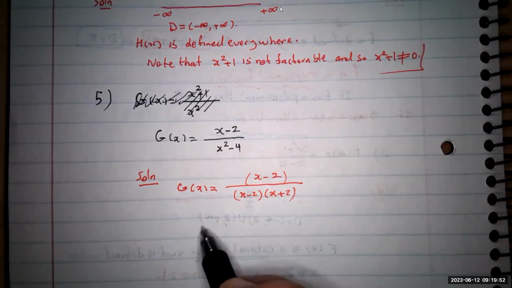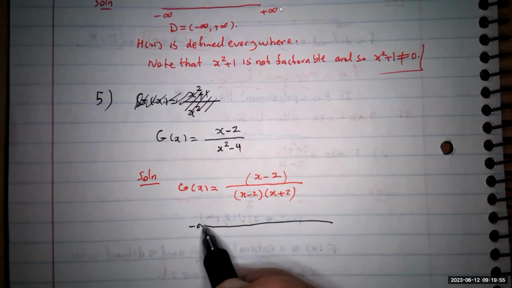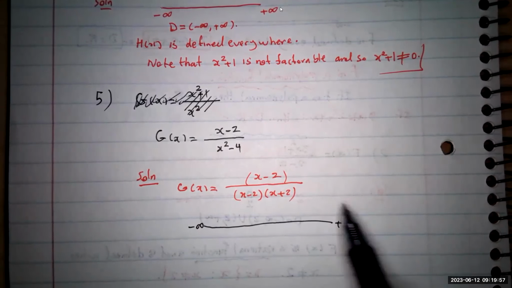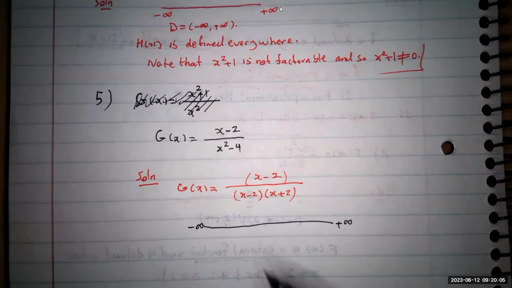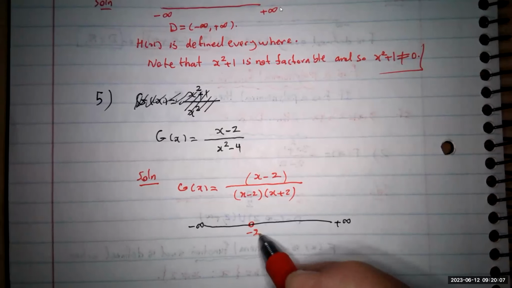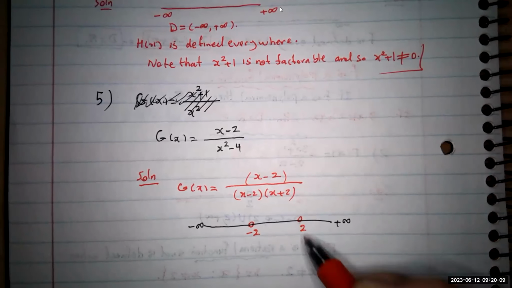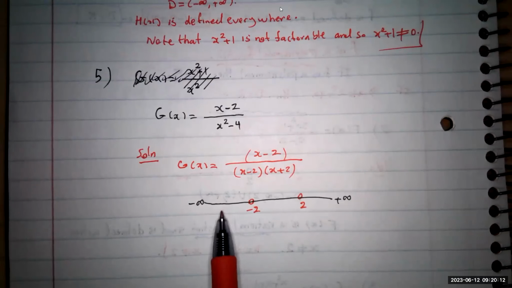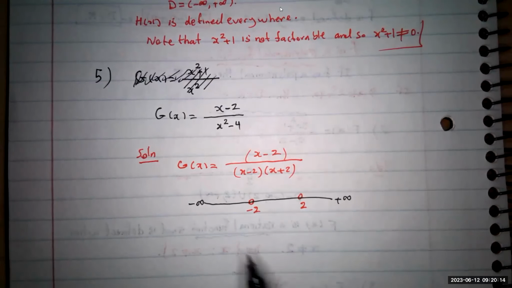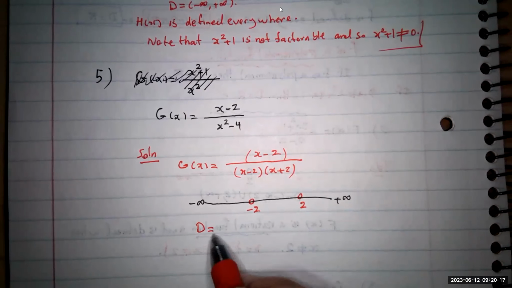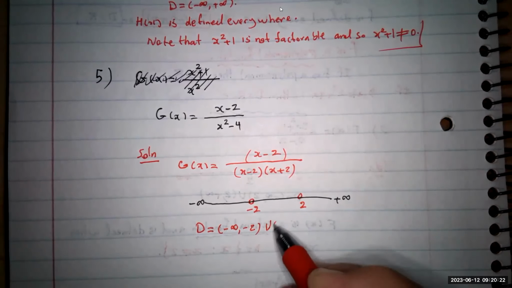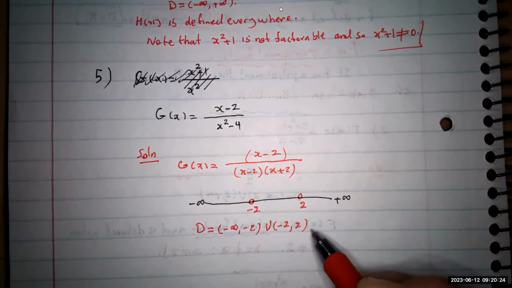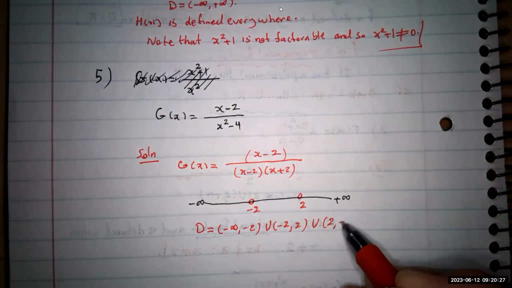Basically, this is the number line. You look at the denominator. We have two factors. The denominator would be 0 at 2 and negative 2. So we have to take out the negative 2, and we have to take out the 2. So the domain has 3 portions. The domain would be negative infinity to negative 2, union with negative 2 and 2, and this is going to be 2 and positive infinity.